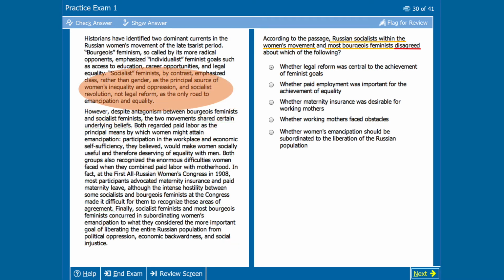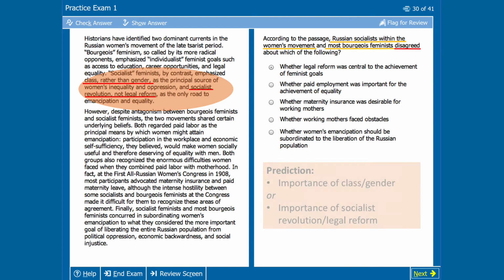Focusing in on our by contrast sentence, we start to see our key differences. The socialist feminists in this sentence, as compared to the bourgeois feminists from the sentence before, emphasize different things. Socialist feminists focus on class, while bourgeois feminists focus on gender. Similarly, socialist feminists focus on socialist revolution, while bourgeois feminists focus on legal reform. So we have two big differences, class versus gender, and socialist revolution versus legal reform. So we should predict that the correct answer choice will include one of these differences.